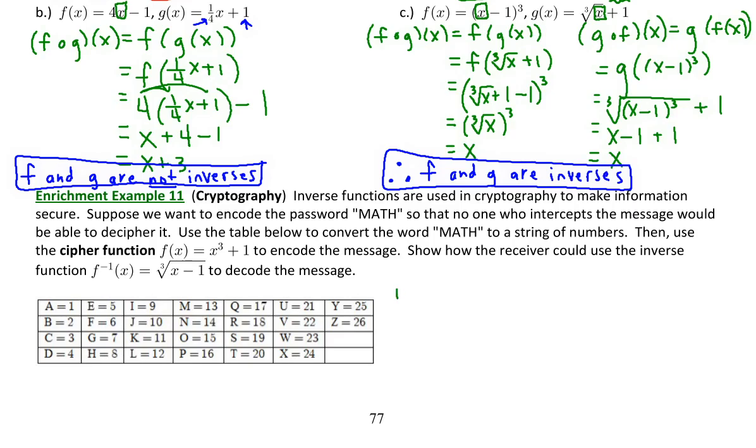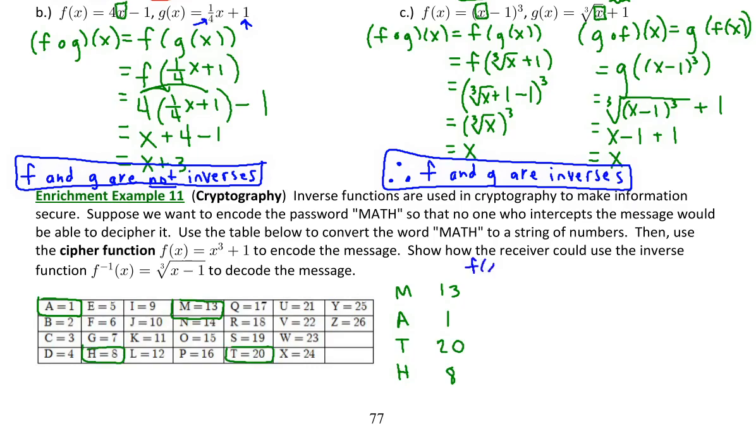So what we're going to do is take our password, M-A-T-H, and we're going to rewrite it as a code of numbers. So notice M is going to be equal to 13, so we'll convert M to 13. A is equal to 1. T is going to be 20. And H is going to be 8. Now, that code is not too difficult to crack. So what we want to do is encrypt this information. We're going to use our cipher function or our encoding function.